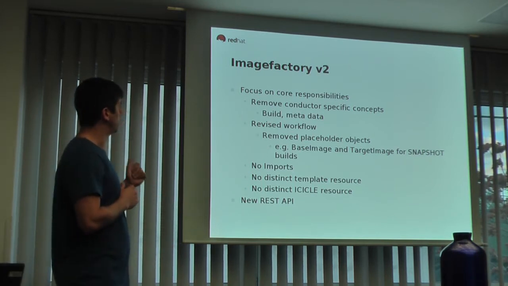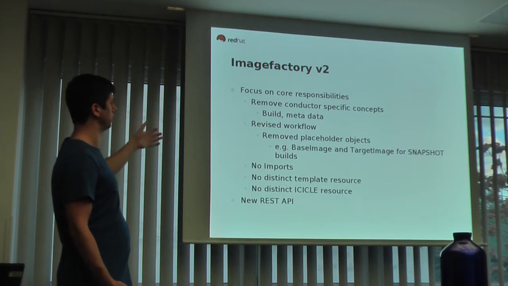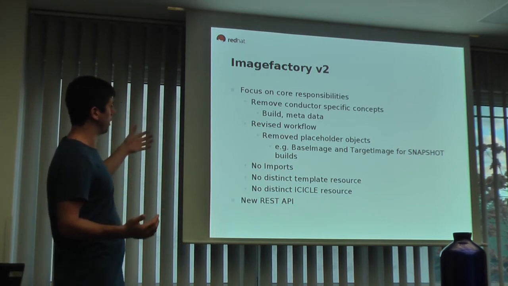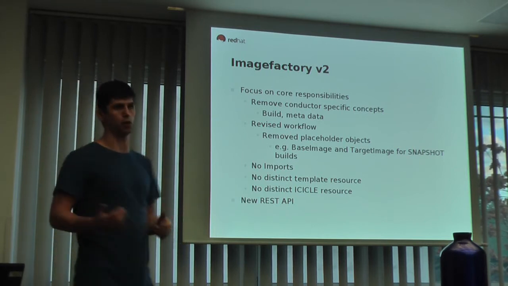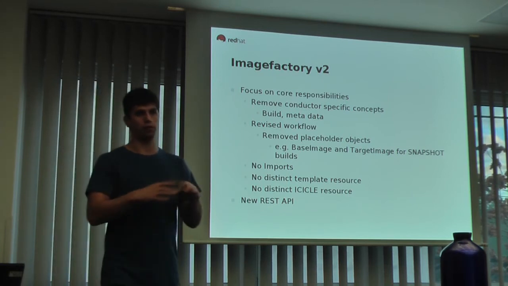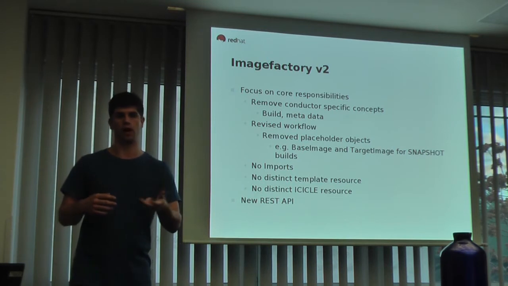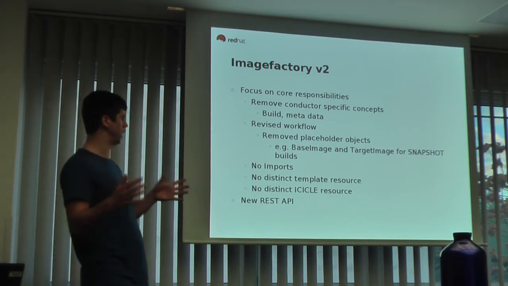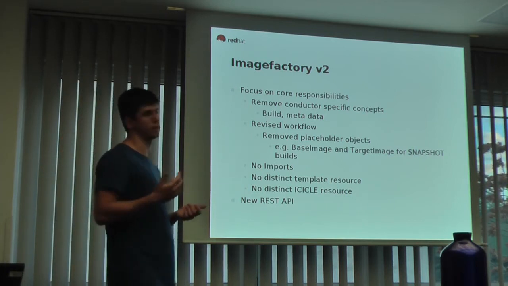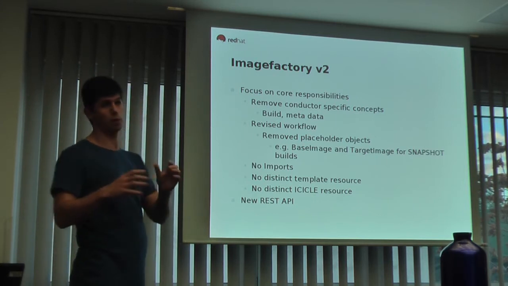A few things were removed from Factory. For example, all these Conductor-specific concepts such as build, the top-level image, and metadata. They also revised their workflow, so the workflow is slightly different to what it was previously. Image Factory enforced the full family of objects, so we had an image, a build, a target image, a provider image for everything in Image Factory, but sometimes that didn't really make sense. For example, snapshot builds didn't really need a target image, but they just kept the placeholder there because we needed it in Conductor.